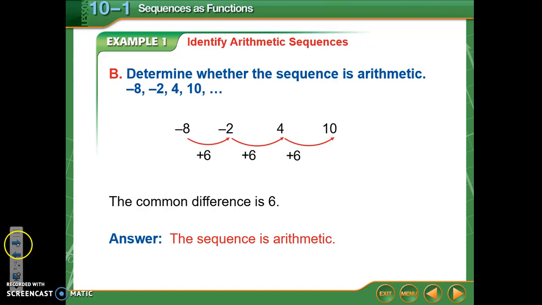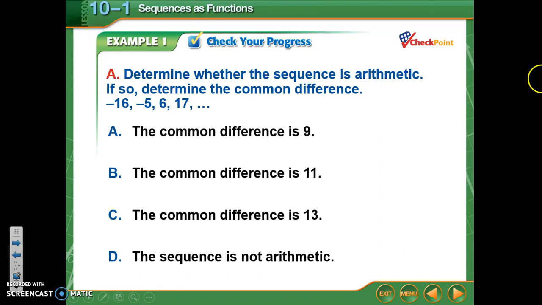So an arithmetic sequence is really like a pattern that we're looking for. You guys try this one. All right, you should have said that yes, it is arithmetic, and the common difference here is 11.